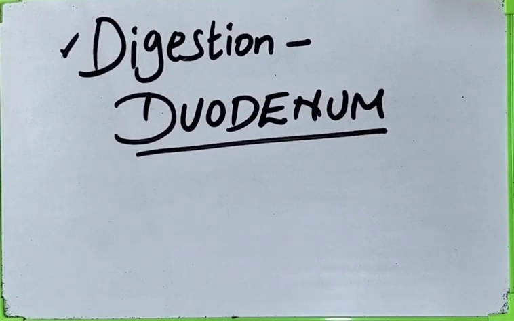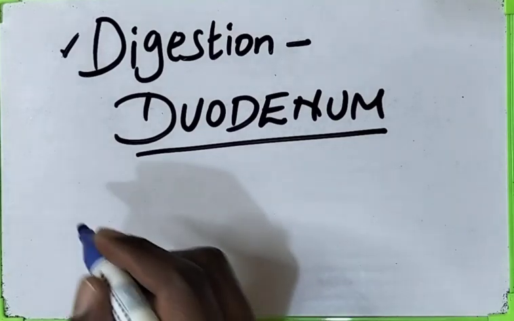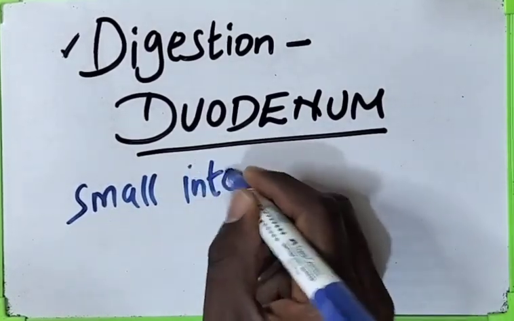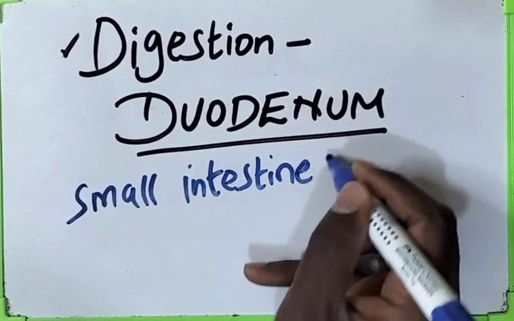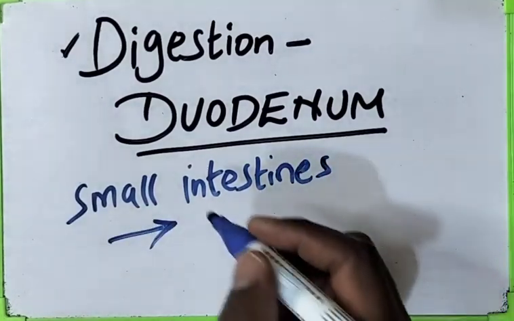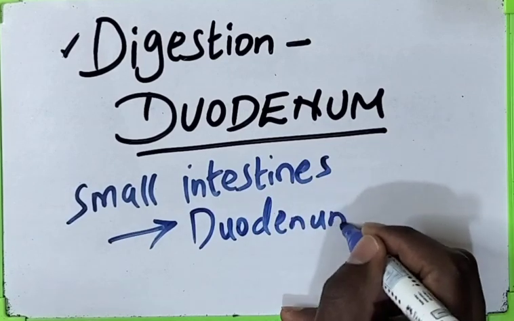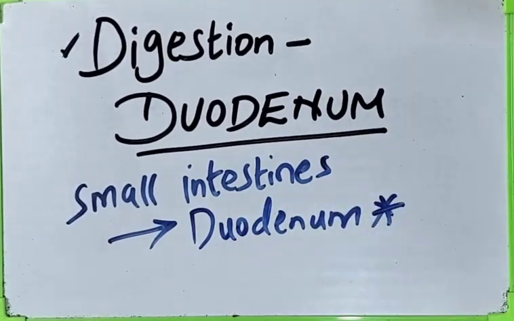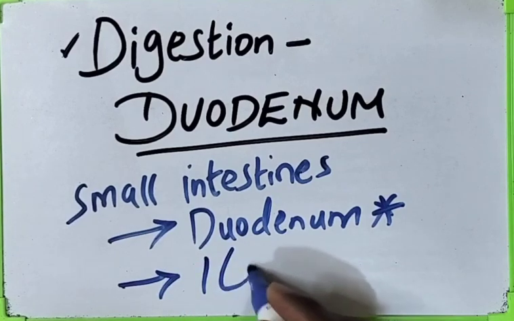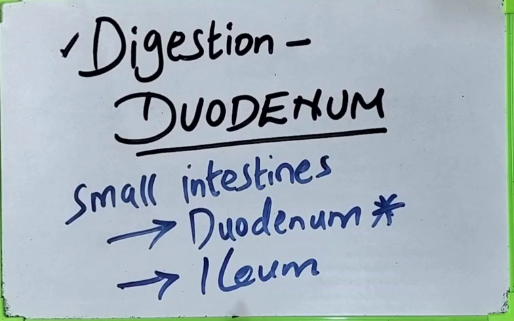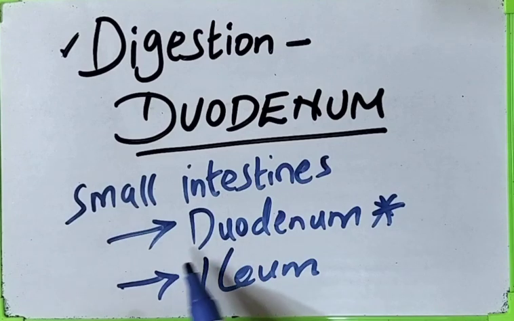Remember, the small intestines is divided into two parts. Small intestines are divided into the upper part we call the duodenum. That is our interest in this video. And then the lower part called the ileum. So we will discuss the duodenum, what happens with food when that food has reached the duodenum.